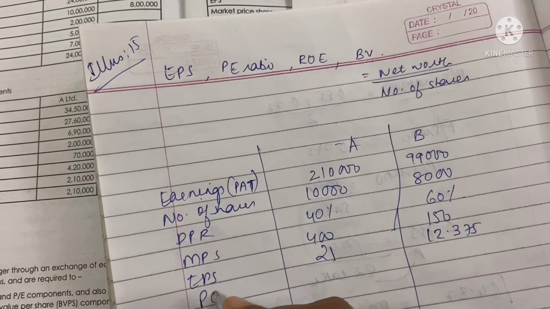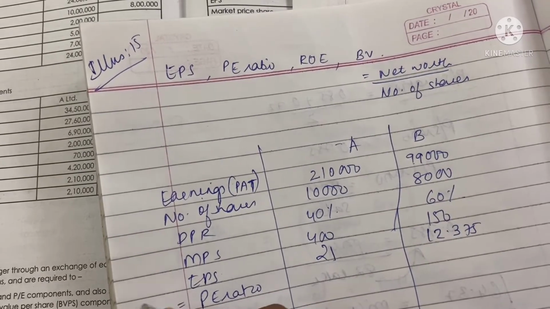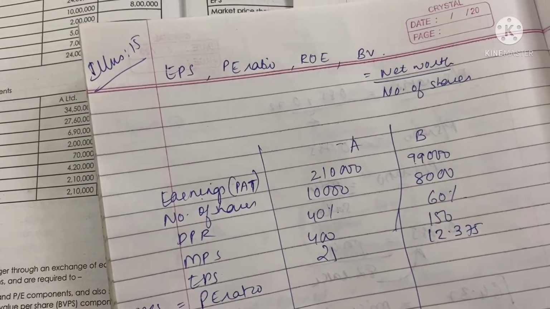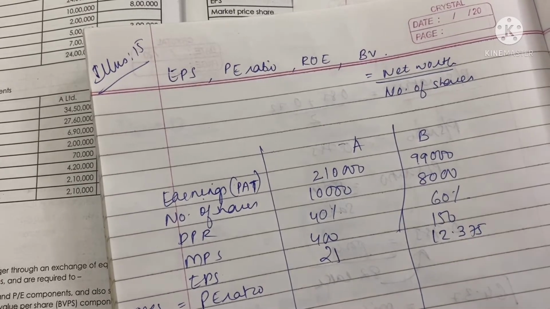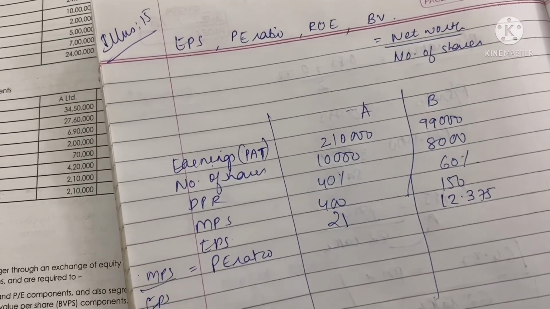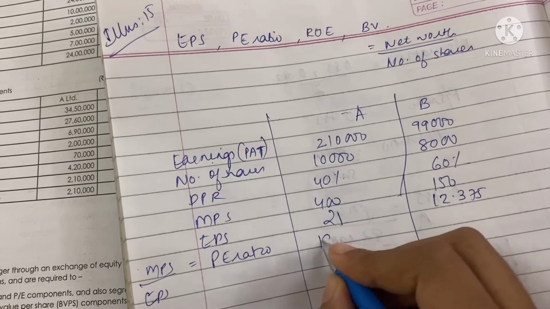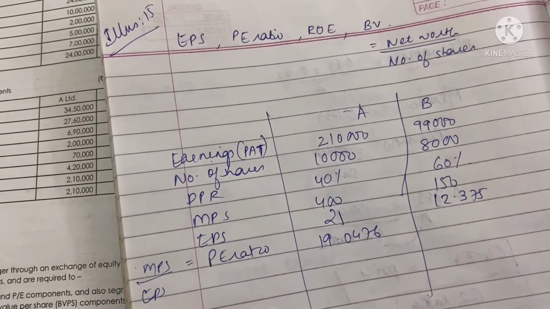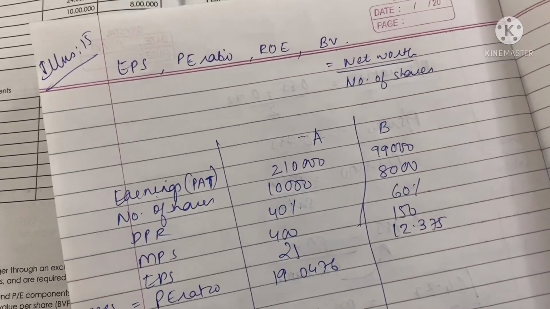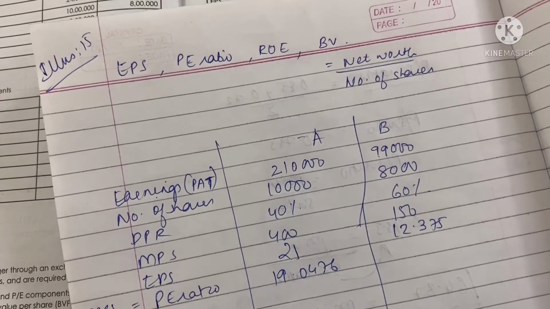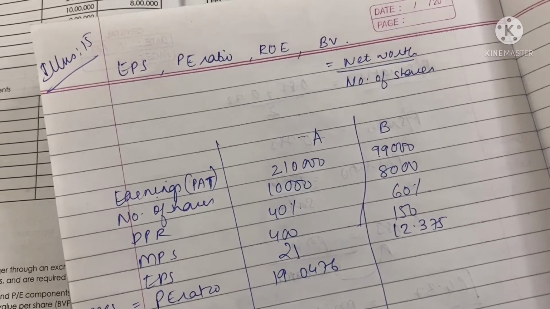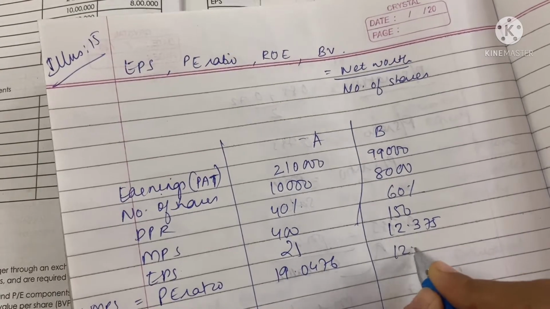P/E ratio can be easily found. P/E ratio is equal to MPS divided by EPS. 400 divided by 21 is 19.0476, and here 150 divided by 12.375 is equal to 12.12.